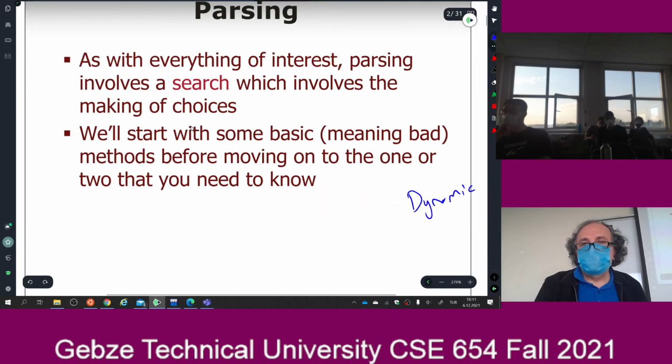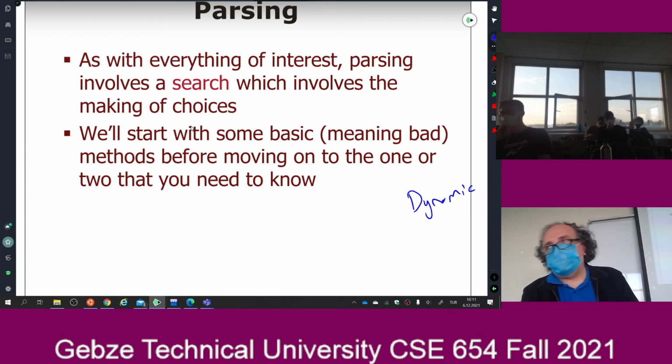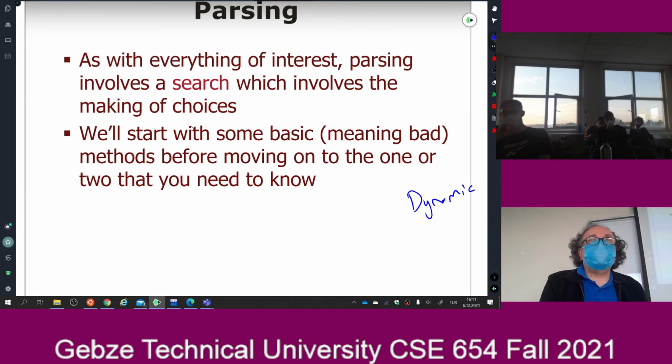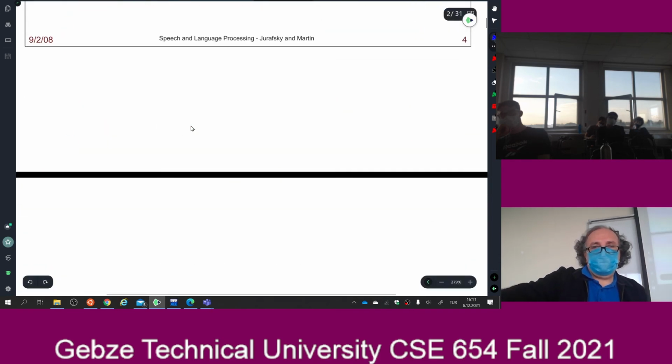Again, parsing is going to be search. We did lots of search, and sometimes we did it very efficiently, like in the case of edit distance, or in the case of part of speech assignments. And we are going to do the same thing, another type of search now, to assign the correct parse trees.